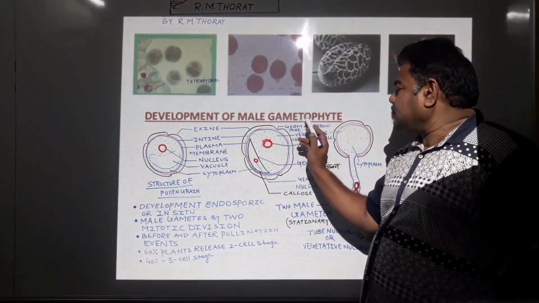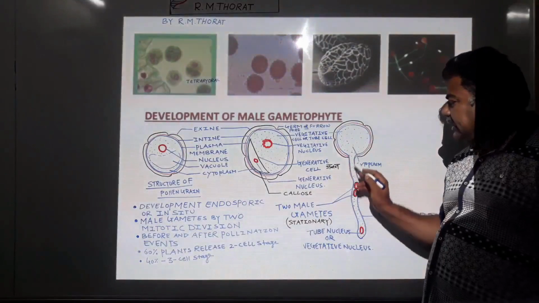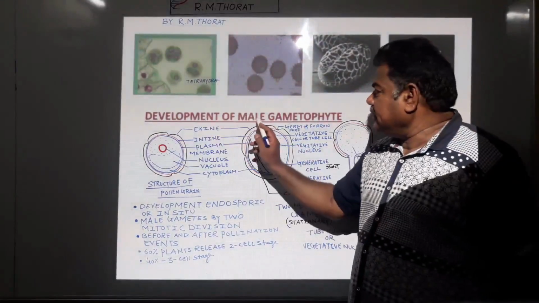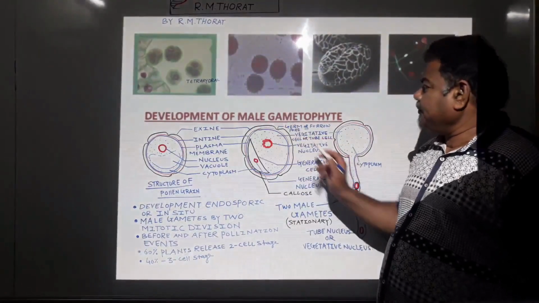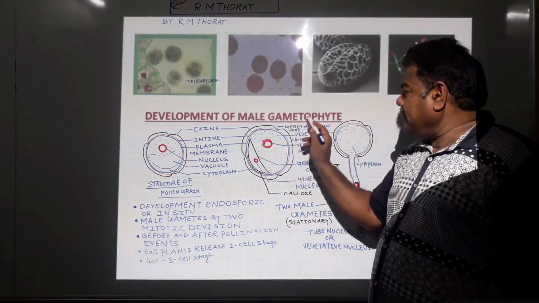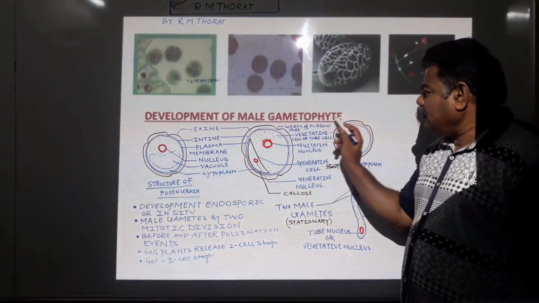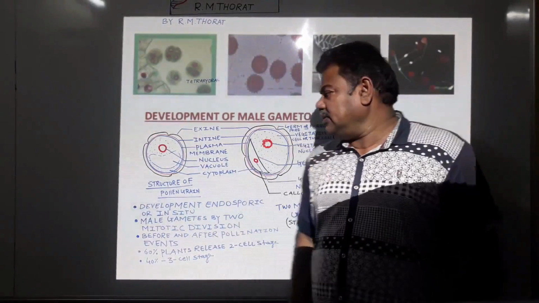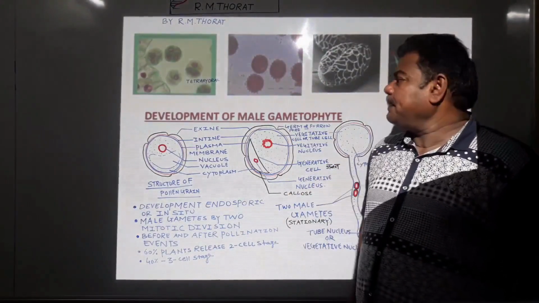Now about the development of the male gametophyte. How the gametes are formed in the structure we call a pollen grain. How these gametes get developed, these two male gametes, how they develop, we will see here. Development of the male gametophyte: gamete, these are the two male gametes, and phyte means plant structure. The pollen grain is a plant cell, a unicellular structure.